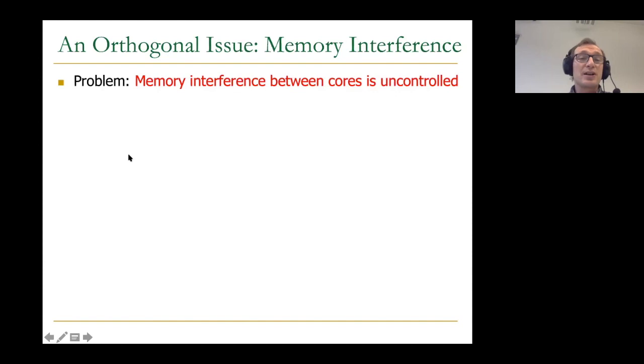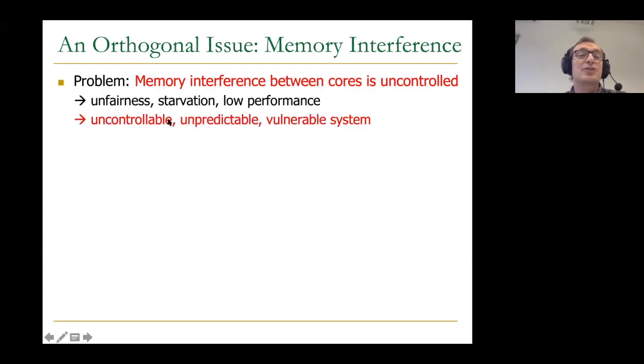Okay, so the orthogonal issue we also talked about is memory interference. This is another example, I think, of a cross-stack approach, although the problem can be tackled in different layers as well. But I think in the end, you need to communicate between the layers in some way. And the best approach is probably one that fundamentally communicates between different layers. The problem, as you know, is that memory interference between cores is uncontrolled. This leads to a lot of issues like unfairness, starvation, and low performance. As a result, you have an uncontrollable, unpredictable, and vulnerable system, as we've seen with the memory performance attacks paper, right? And the solution here is quality of service-aware memory systems.